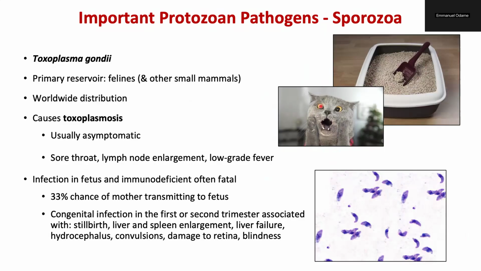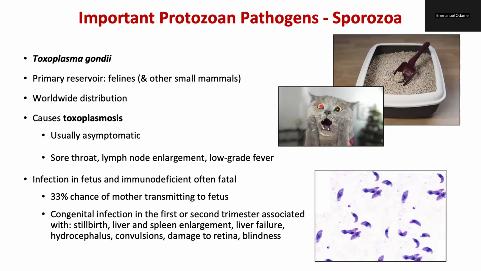This protozoa is worldwide distributed. It causes toxoplasmosis. It's usually asymptomatic, causes sore throat, lymph node enlargement, and you have a little bit of fever. Its infection in a fetus causes immunodeficiency, which is often fatal.